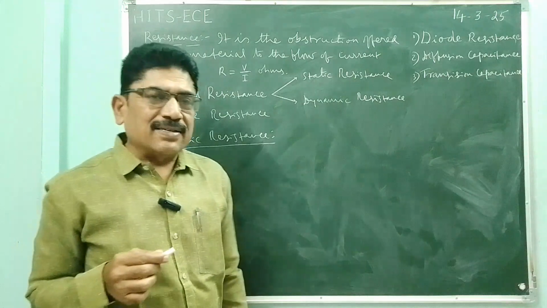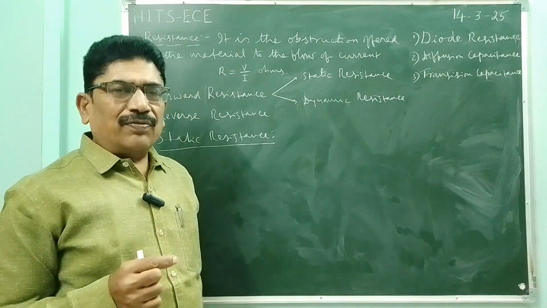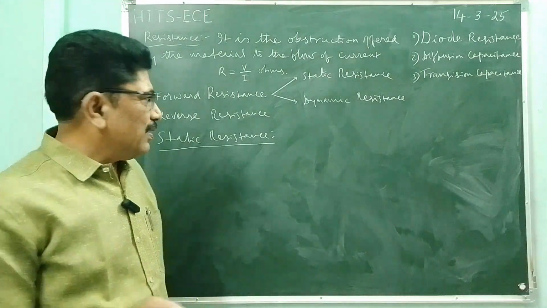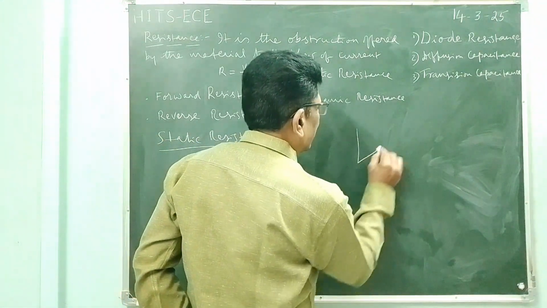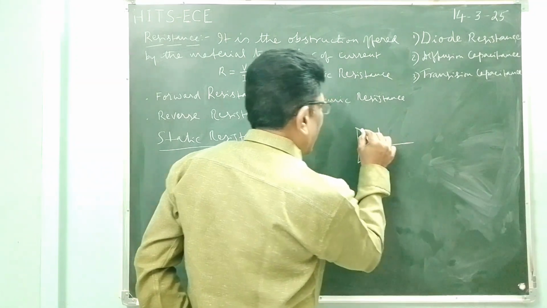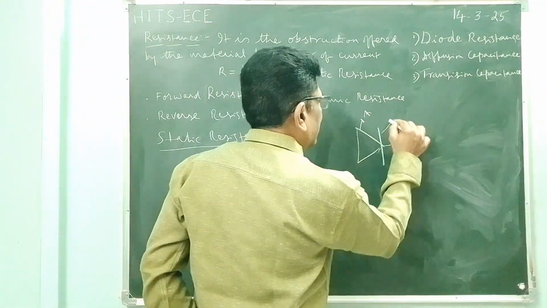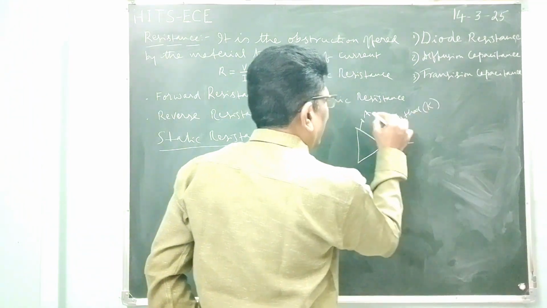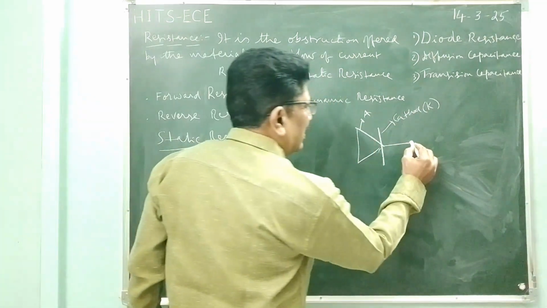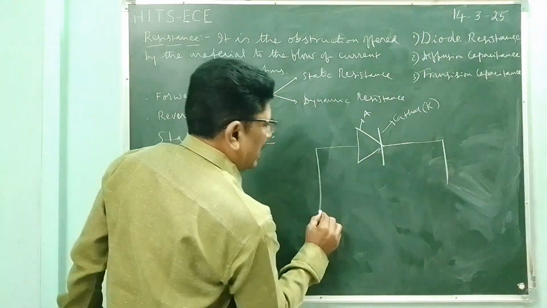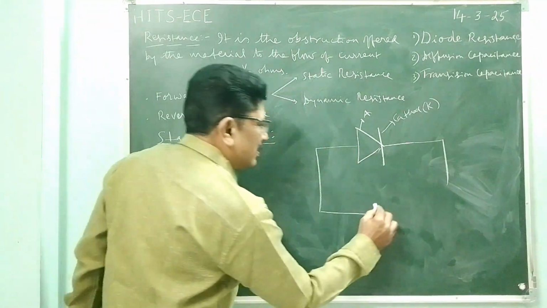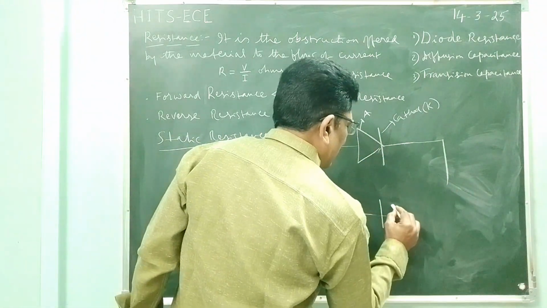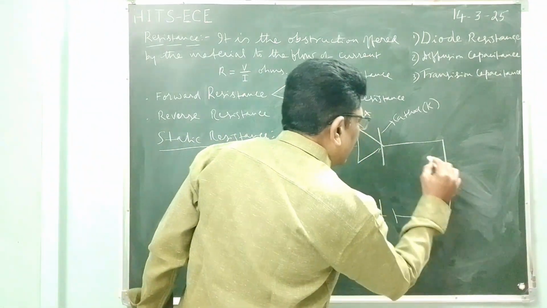Static resistance is the resistance offered by the diode to the flow of DC current when a DC voltage is applied across the diode. Diagrammatically it can be shown like this. This is the diode with anode and cathode. Cathode is denoted by capital K and anode by A. And this is connected across the battery. Since it is forward bias, the positive terminal is to be connected to the anode and the negative terminal to the cathode.